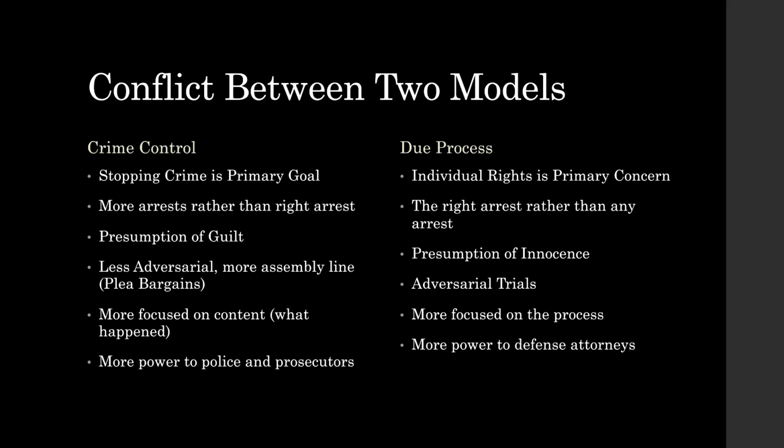This shows, again, and I talked about this before, this conflict between what we want. There can be elements in society that are focused on crime control. Let's stop crime. More arrests rather than the right arrest. Almost a presumption of guilt. Less adversarial, fewer trials, more plea bargaining. More of a focus on what happened. And you give more power in the crime control model to the police and to the prosecutors.